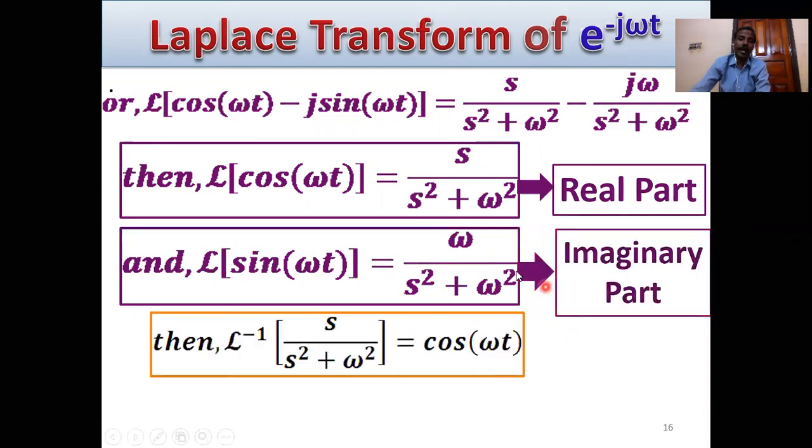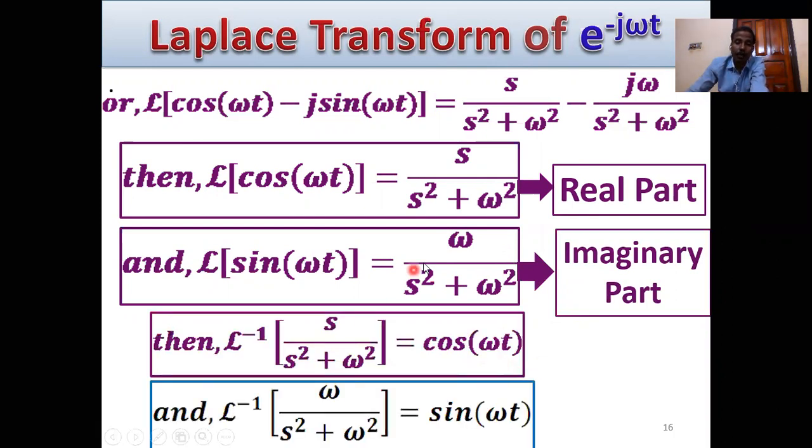Again, inverse Laplace transform of s by s square plus omega square equals cos omega t, and inverse Laplace transform of omega by s square plus omega square equals sine omega t. So this is the inverse Laplace transform for Laplace transform of cos omega t equals s by s square plus omega square, and Laplace transform of sine omega t equals omega by s square plus omega square. And this is the frequency domain to time domain conversion.